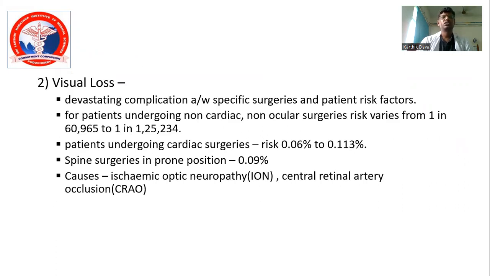Visual loss is a devastating complication that occurs in the prone position, and is more common for patients undergoing non-cardiac and non-ocular surgery. The risk varies from 1 in 60,000 to 1 in 1 lakh. For patients undergoing cardiac surgeries, the risk is 0.06 to 0.113%. For spine surgeries, the risk is 0.09%. The causes of visual loss are ischemic optic neuropathy and central retinal artery occlusion.